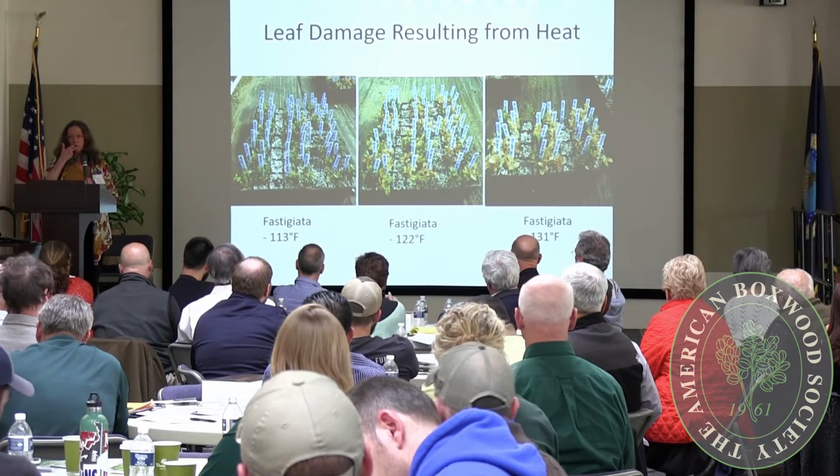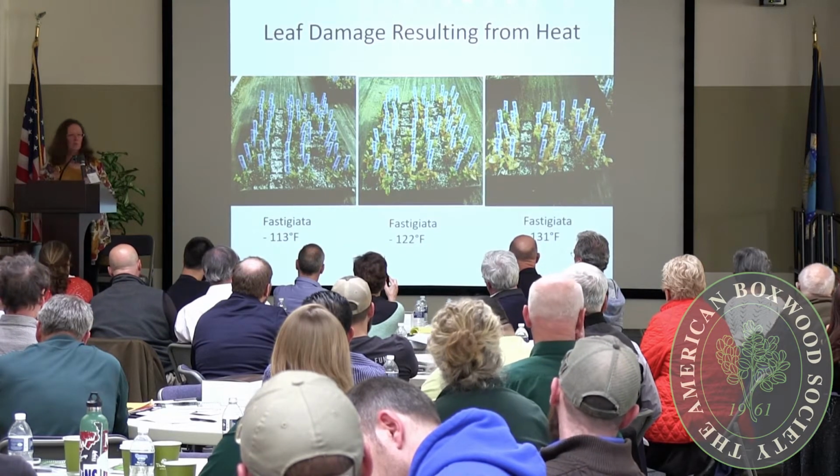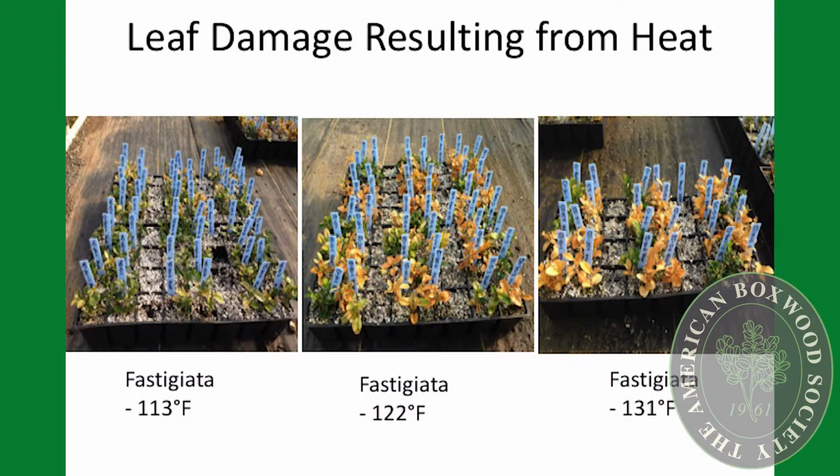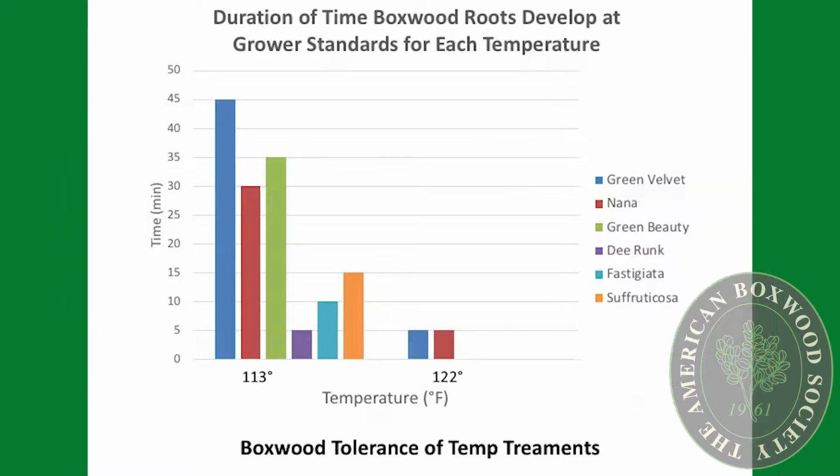And you could see above ground some effects with these treatments. Going from left to right, you have higher temperatures on Fastigiata, and you can see there's an increase in the amount of browning in those plants. So if there's browning above, you know there's bad effects below as well.